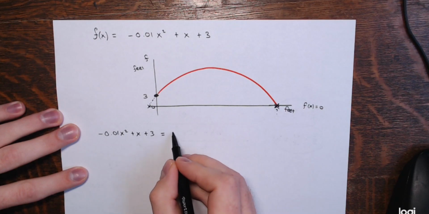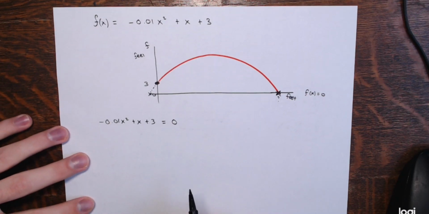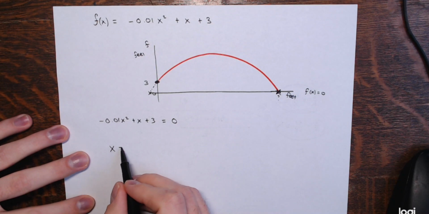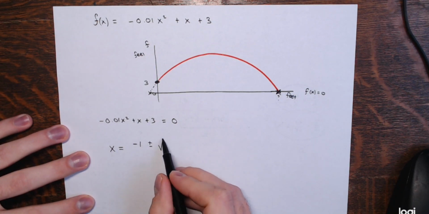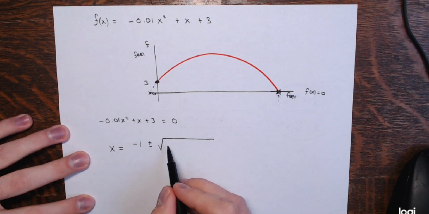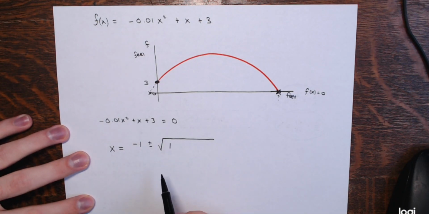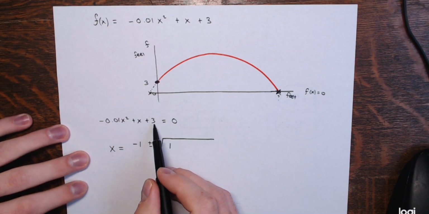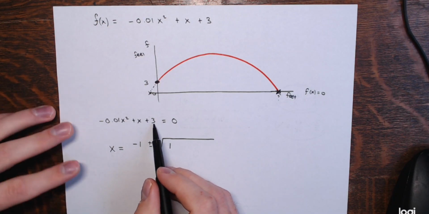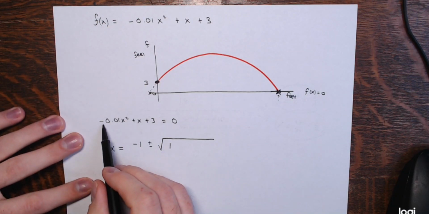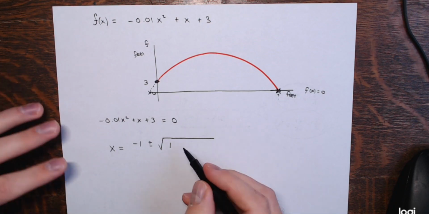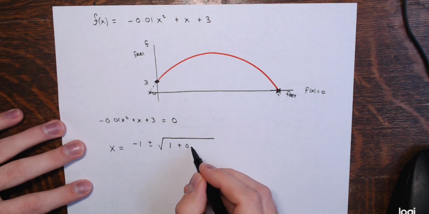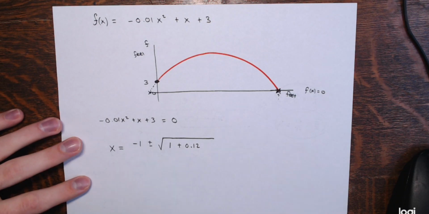Where is this equal to 0? And again, I'll just use the quadratic formula here. So x equals negative 1 plus or minus the square root of 1 squared, which is 1. Now 4 times a times c: 4 times 3, then times negative 1/100th, that'd be negative 12/100ths, but you're subtracting that, so it'd be plus 0.12, right, like that.